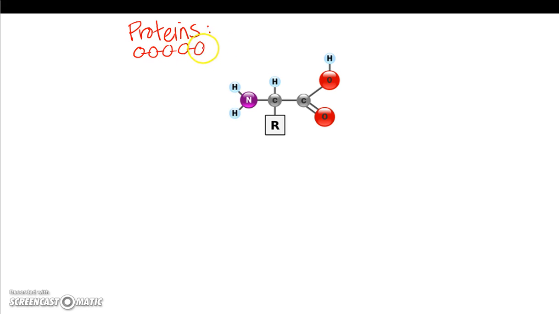All right, so the carbohydrates kind of work the same way. It looked kind of like this with those rings of sugars. Proteins are the same way, except it's not sugars this time. It's this molecule right here. This is an amino acid.